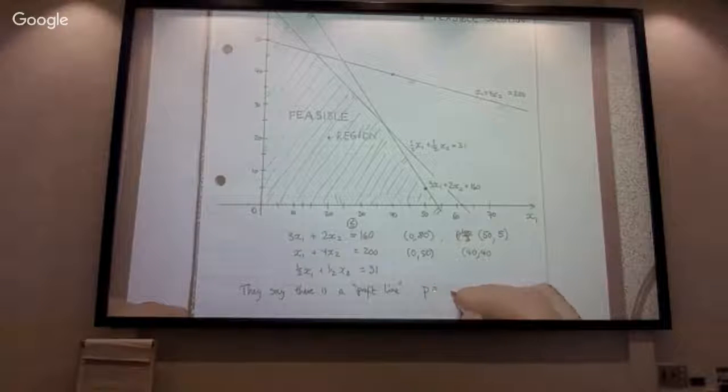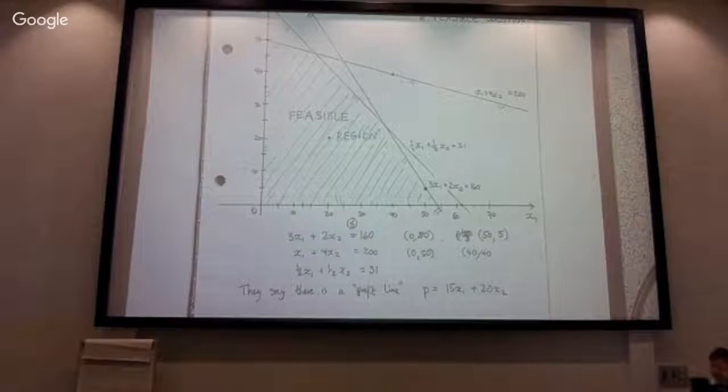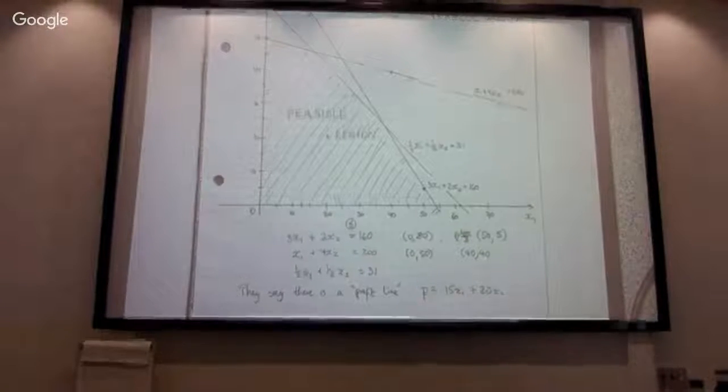P equals 15x1 plus 20x2. But what is P? But what is the profit? We don't know. So I don't know whether, well, I've never heard the word profit line, so it might be used, but I don't know. But yes, that's the objective function, but the objective function is not a line, so it's kind of, you know. So what exactly are we doing?